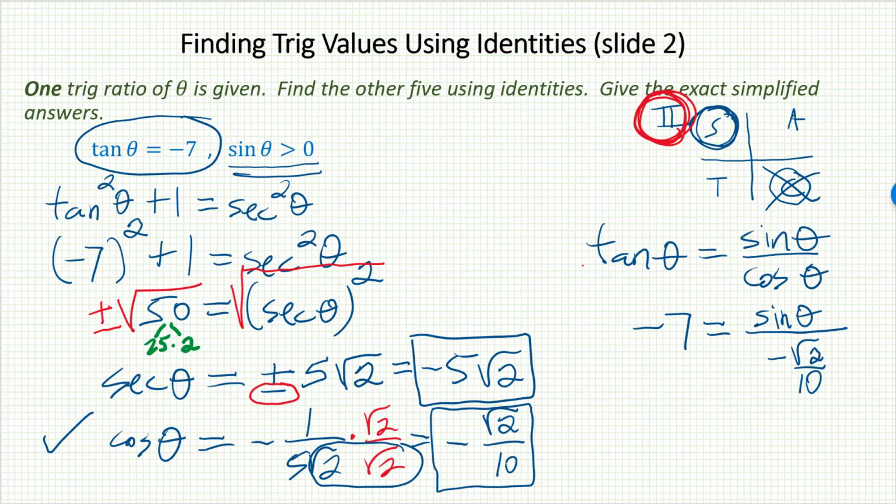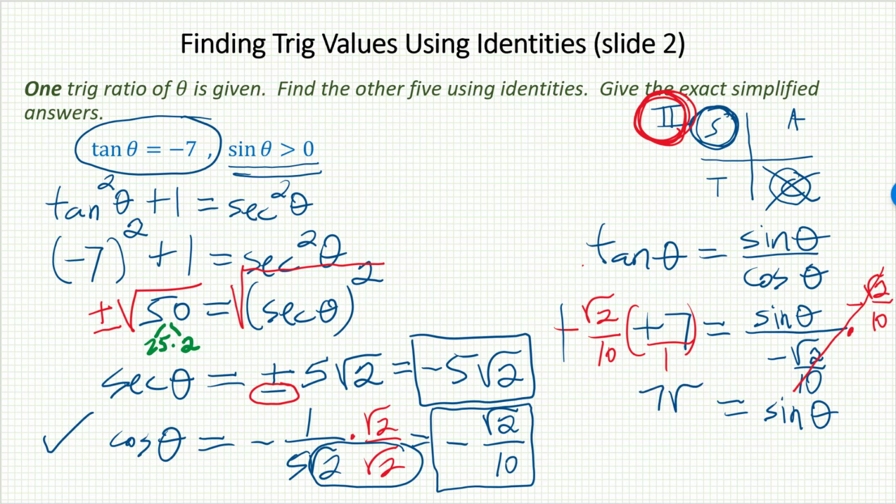Okay, I want to isolate sine theta. It looks like I just need to multiply this side by negative root 2 over 10, which means I'll have to do the same thing on the other side. On the right, the fractions have now canceled. And on the left, a negative times a negative is a positive, so those cancel out, and I end up with 7 root 2 on the top and 10 on the bottom. So sine theta is 7 root 2 over 10.